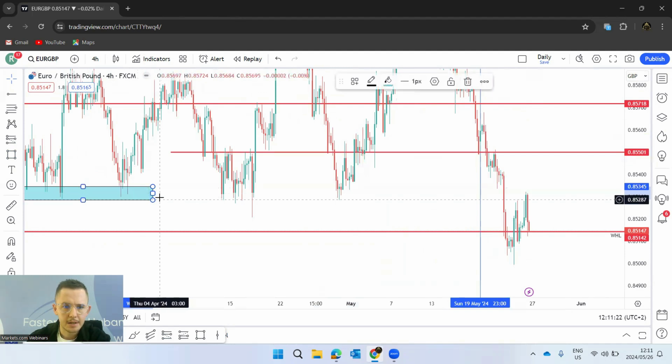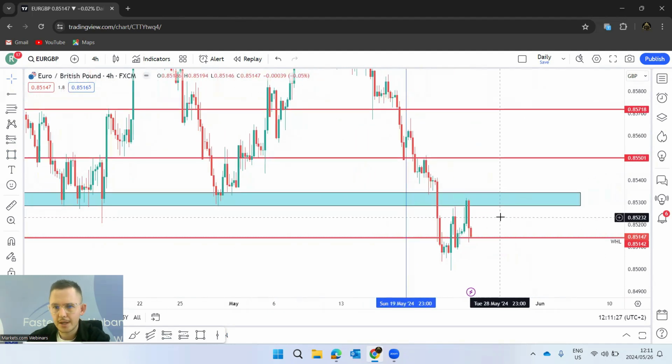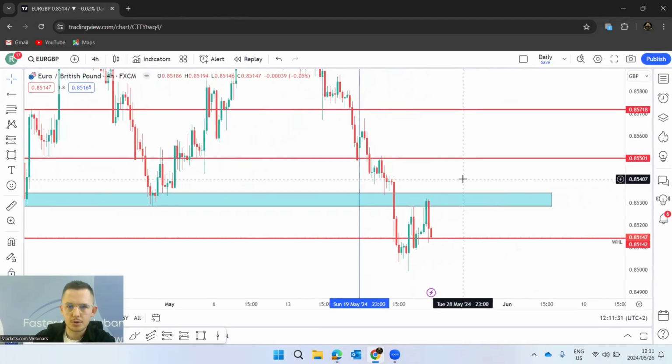We could obviously see price did come back and retest that previous low as well. But for me, that will not be a trade that I will be taking, as once again, I am looking at the point of the most confluence.